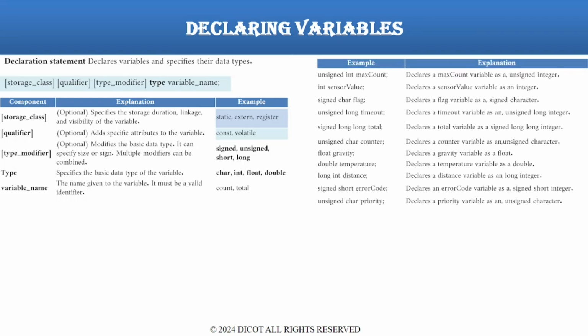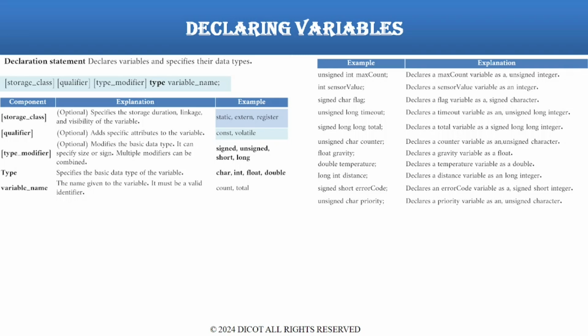Unsigned int max count declares a max count variable as an unsigned integer. Examples. Int sensor value declares a sensor value variable as an integer. Signed char flag declares a flag variable as a signed character. Unsigned long timeout declares a timeout variable as an unsigned long integer. Signed long total declares a total variable as a signed long integer.